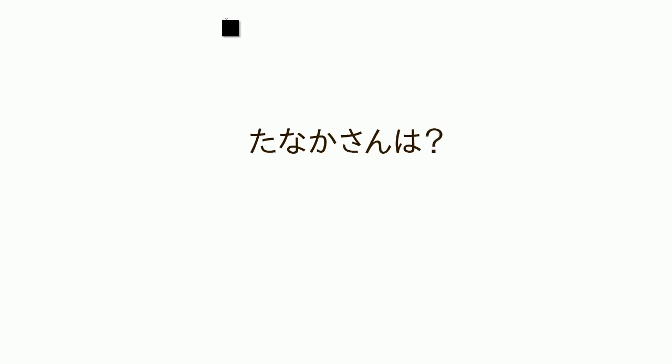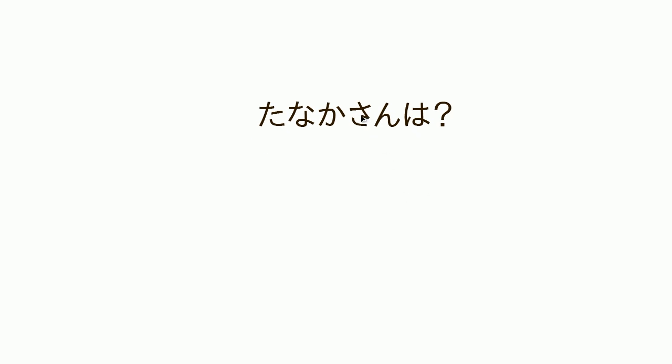So another example. Tanaka-san wa? Kind of like a question. Now, in this example, what's really being talked about? Well, it's Tanaka-san. If you don't know, Tanaka is a last name in Japanese. San, we'll learn that again in the future, is actually a title, something like Mr. or Mrs. So Tanaka-san, Mr. or Mrs. Tanaka, is the topic of this little interjection here.